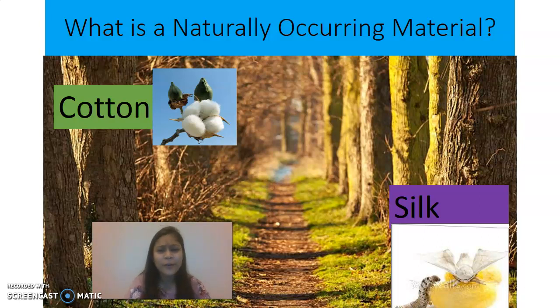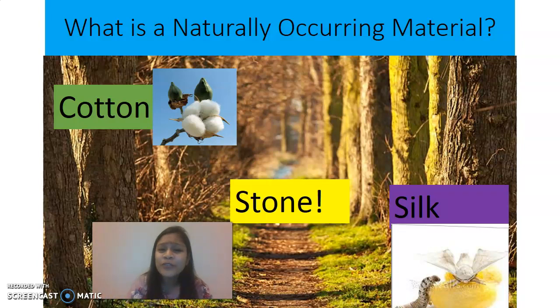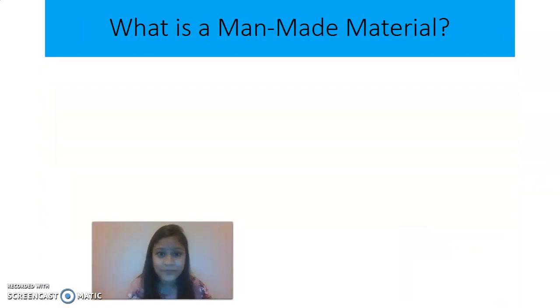What about material on the road? Can you see any material that you can use which is lying around the road? What about stone? We make so many things out of stone. Can you think of something made of stone? If you can't, you must find out what things are made out of stone. So cotton, stone and silk are naturally occurring materials because they are there in nature.